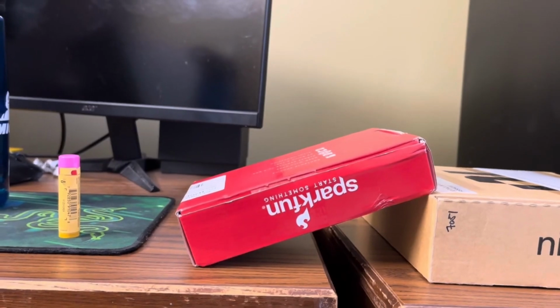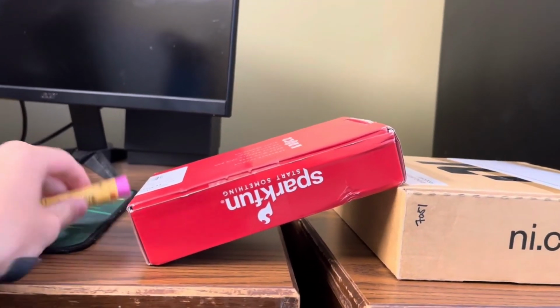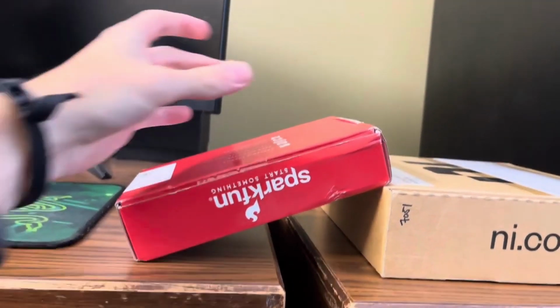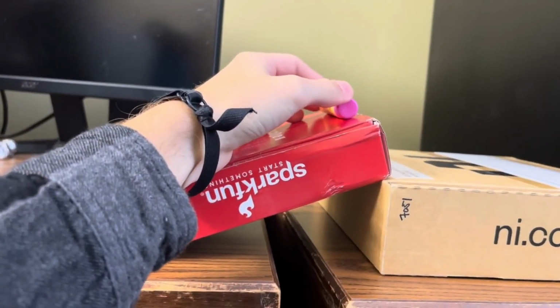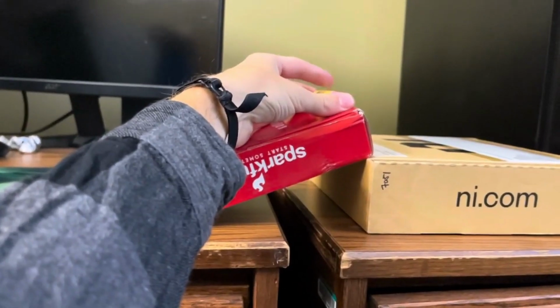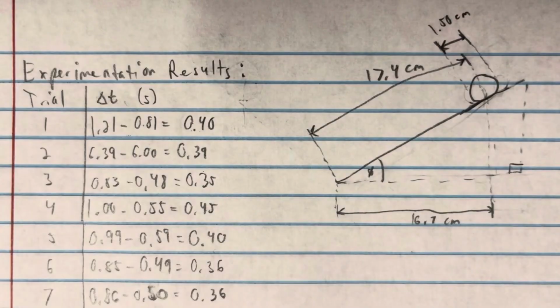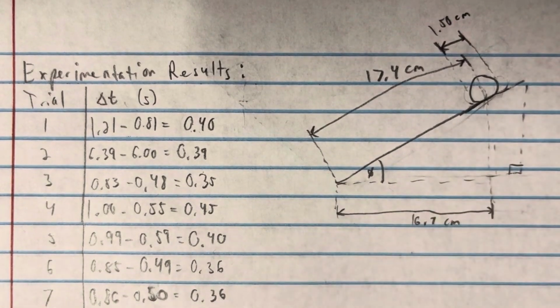So here you can see the ramp, and this chapstick will be our cylinder. So we will set it up here and let it roll down. Here is the table of the tabulated experimental results. You have the diagram over here that demonstrates the ramp.